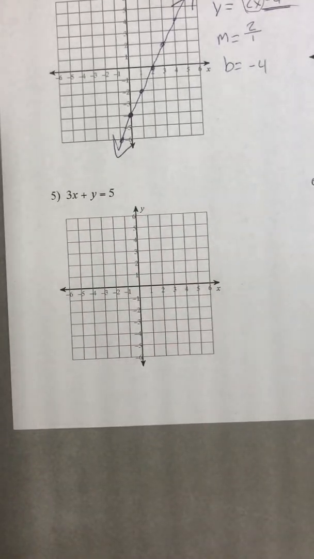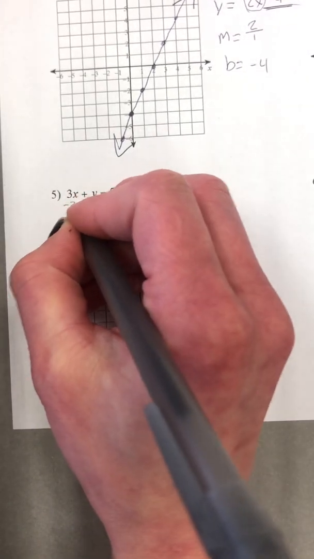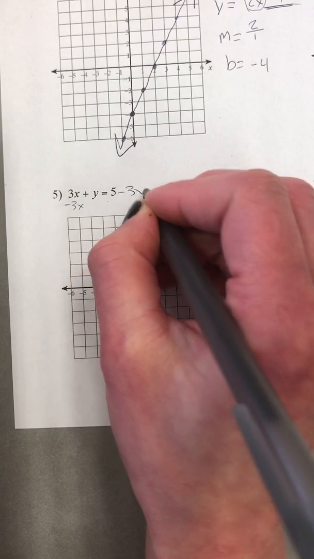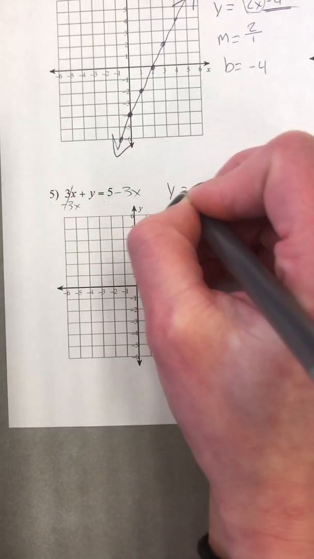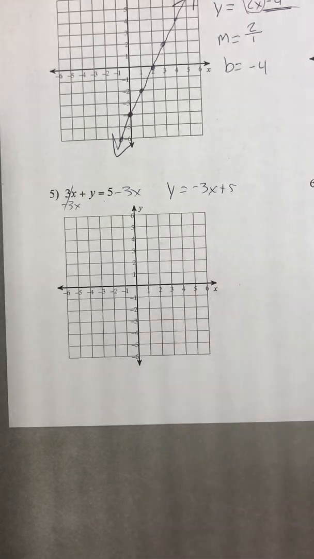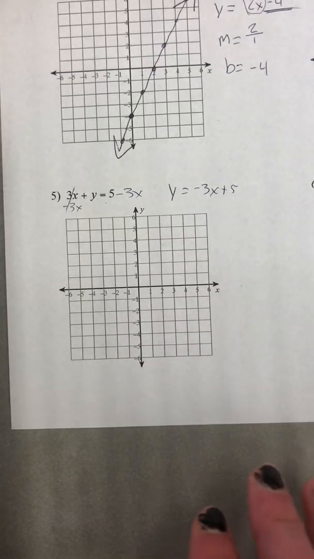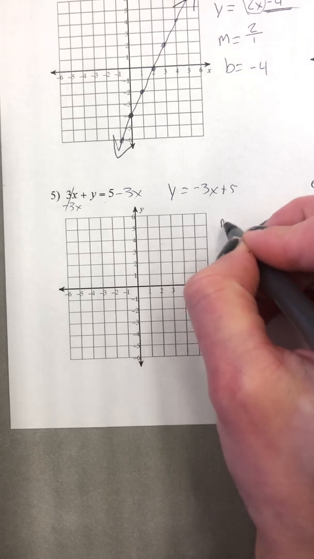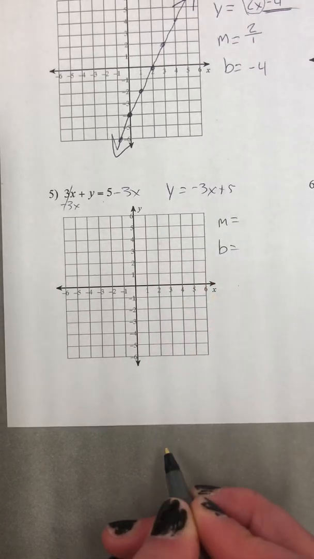Again, we're going to solve for y to begin with. I'm going to subtract 3x from both sides. Those are going to cancel out. Give me y equals -3x plus 5. Well, we already have y. It's already solved. So what we need to do is figure out our slope and our y-intercept.